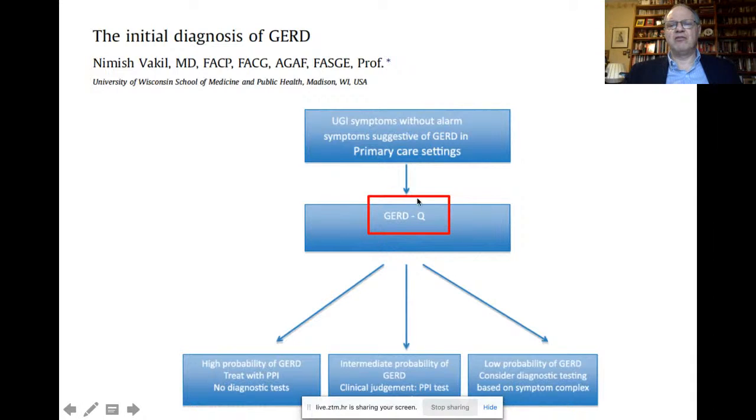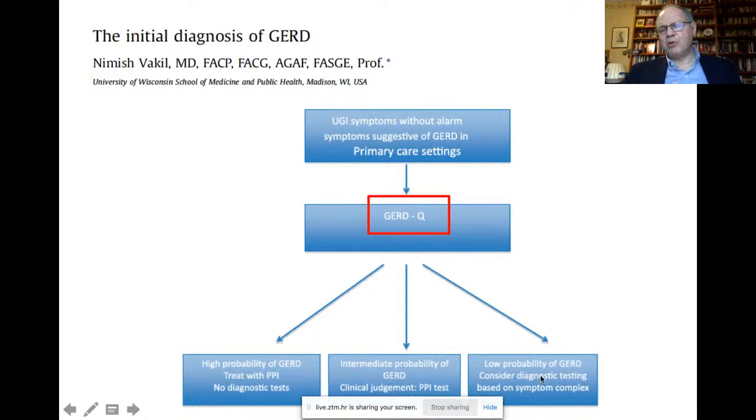This is just one of the questionnaires, the GERD-Q, and that divides the situation into patients with a high probability of GERD. In those patients, they suggest that there is no need for further tests and just go to treatment. And there are patients with intermediate probability of GERD, and there you need to decide whether you just treat or study.